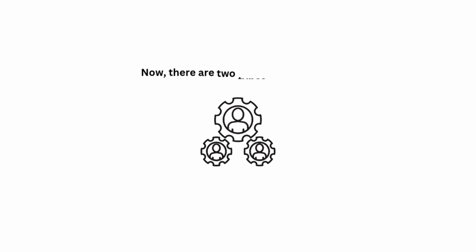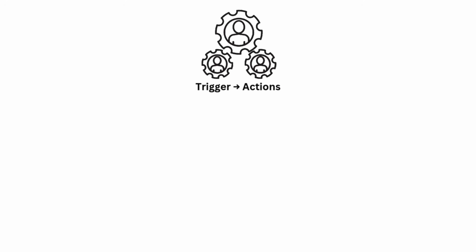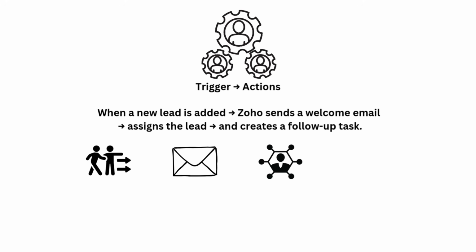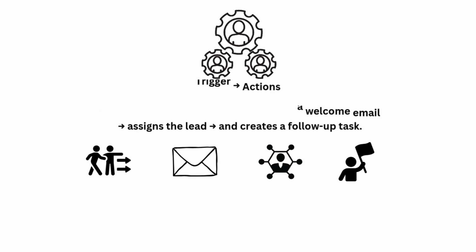Now, there are two types of workflows. First, trigger actions. This is a simple automation. For example, when a new lead is added, Zoho sends a welcome email, assigns the lead, and creates a follow-up task. Everything happens automatically, no logic needed.